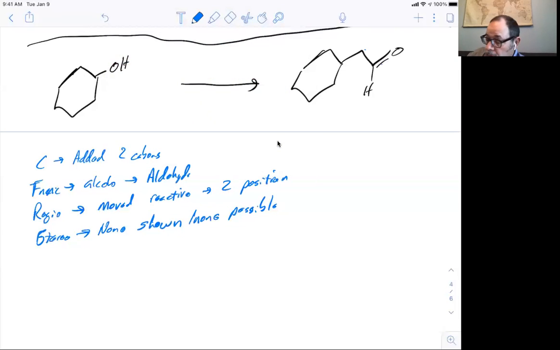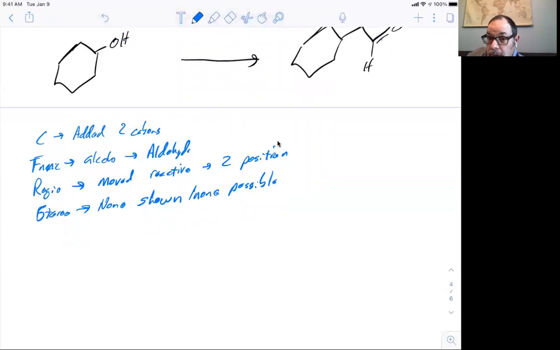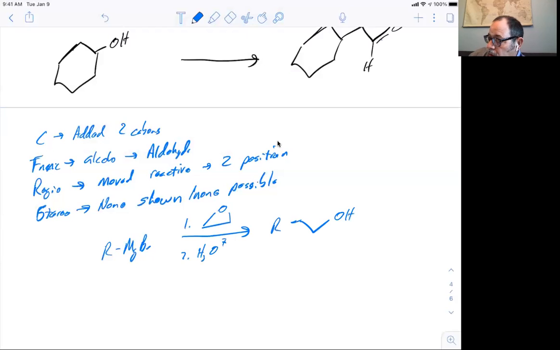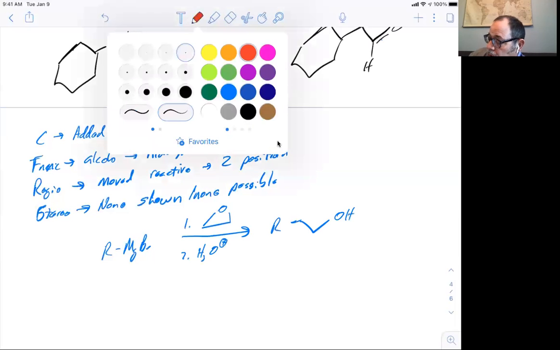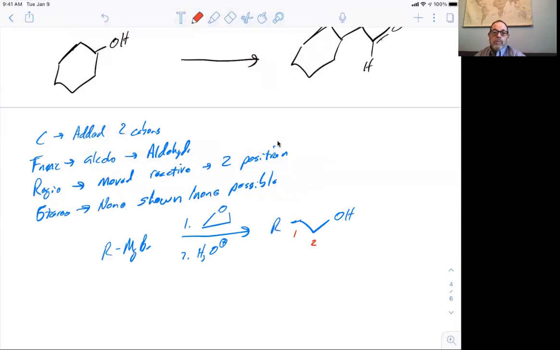So again, the more experience you get with this, but I tried to point out that there is a reaction where we can move two positions, and that is when we use the Grignard and the epoxide. What that does is add two carbons with the functional group on that terminus. If we look at that more carefully, that's one, two. So we move that functional group from the R to two carbons away. So that's the trick that you need to know in this one.